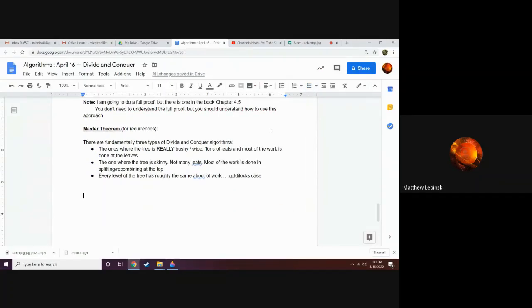So what the Master Theorem tells us is that in case one, the tree is really bushy and wide. In particular, you have T(n) = A times T(n/B) plus f(n). In this case, you end up with a really wide tree if A is big compared to B.